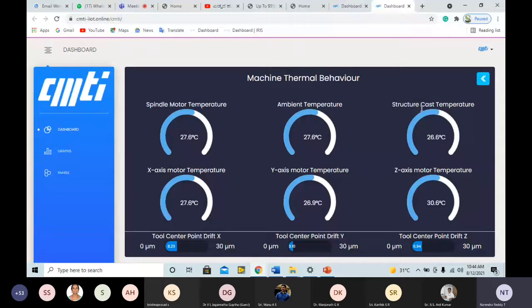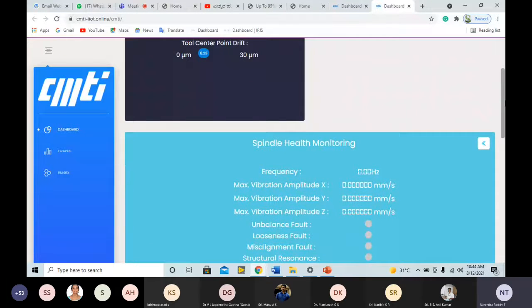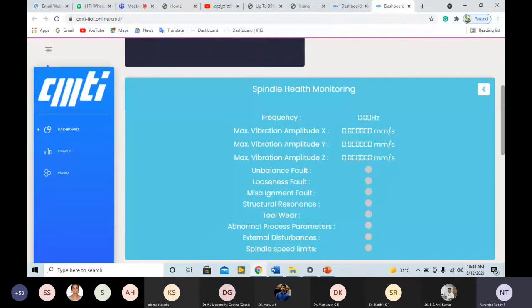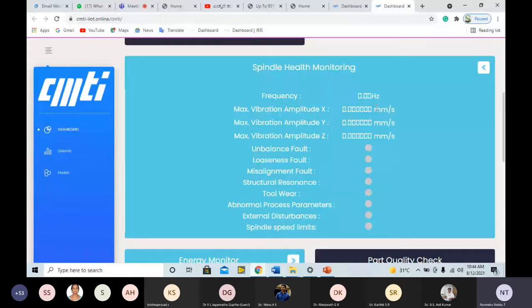Yeah. And then coming to health monitoring, there was a question from participants. You can see I just mounted one accelerometer. With the accelerometer, I'm deriving all these faults. You can see the speed at which it is running. It is a triaxial accelerometer, all three directions. What is the vibration amplitude? It also shows the unbalance fault, looseness fault, misalignment, then structural resonance, tool wear, then abnormal process parameters. All these things it is able to detect with a simple vibration sensor.